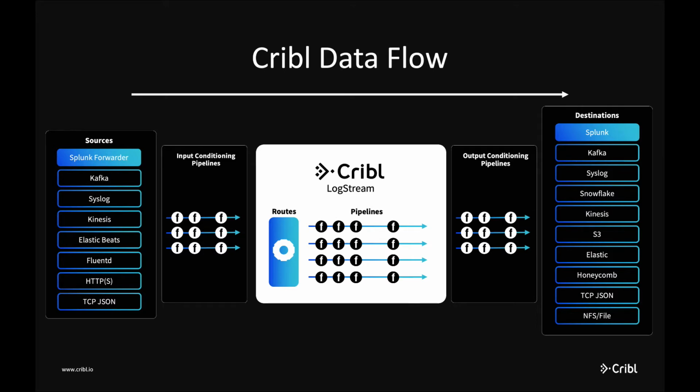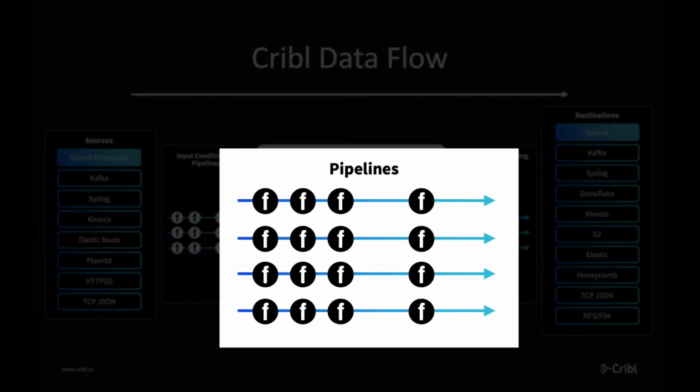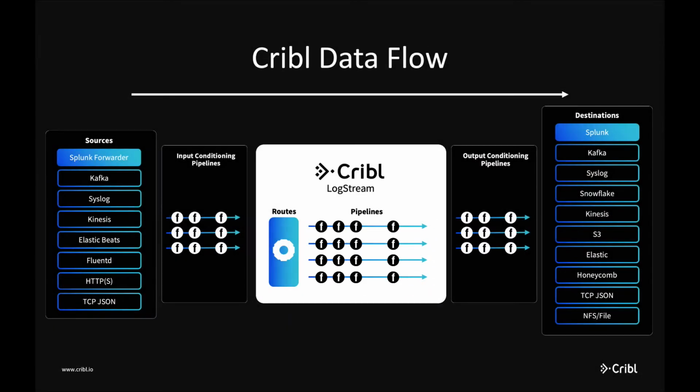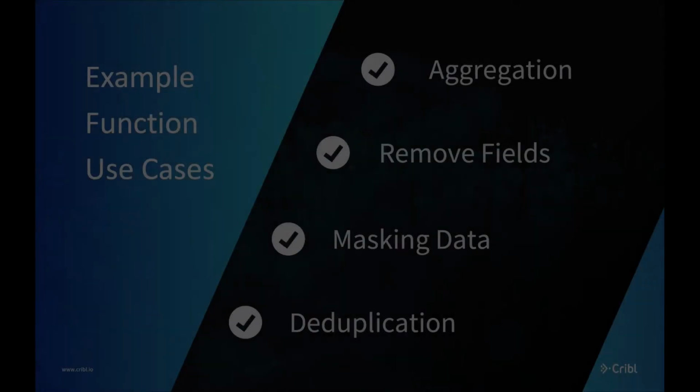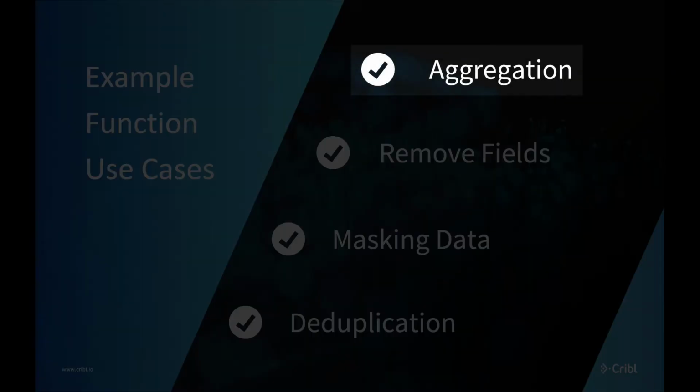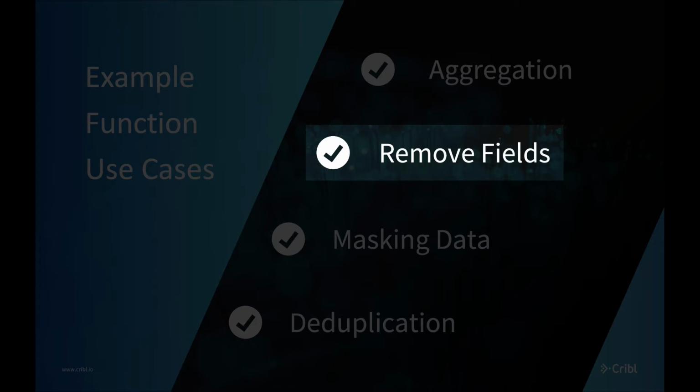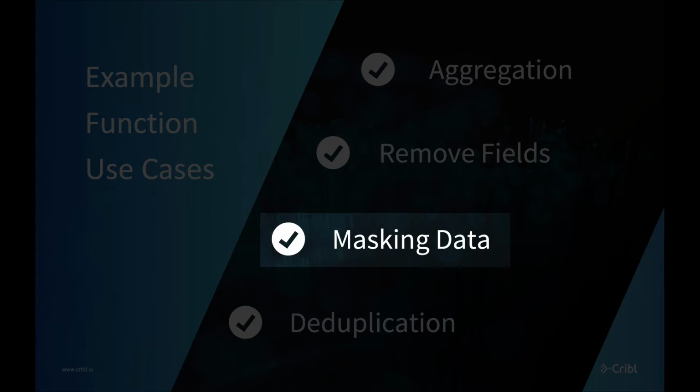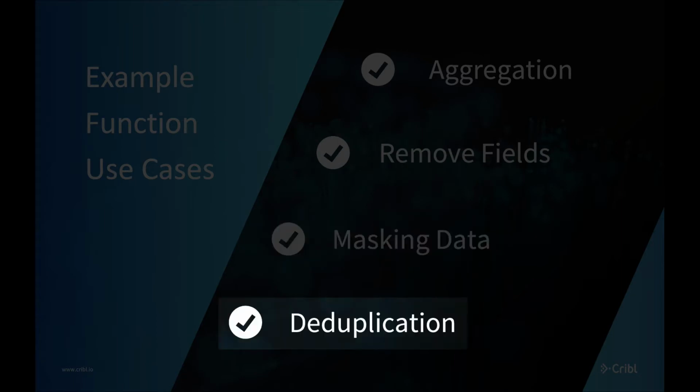A pipeline is a chained set of functions that operate on the data. Each function, optionally based on a matching filter expression, operates on the event. Examples are aggregating events into new metric events, adding or removing fields, including in nested data structures like JSON, masking potentially sensitive information, or suppressing duplicate messages in a stream.